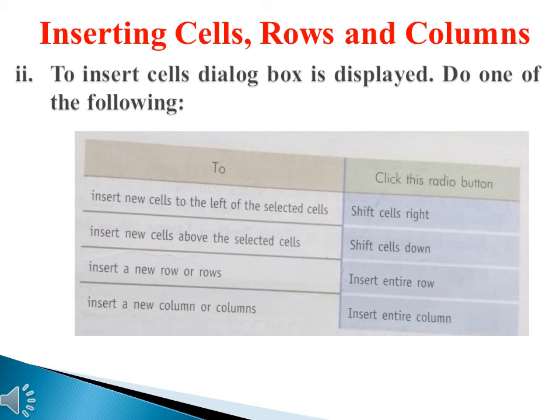First is Shift cells right. This will insert a new cell to the left side of the selected cell. Next is Shift cells down. This will insert a new cell above the selected cell. Next is Insert entire row. This will insert a new row or new rows. And next is Insert entire column. This will insert a new column or columns.